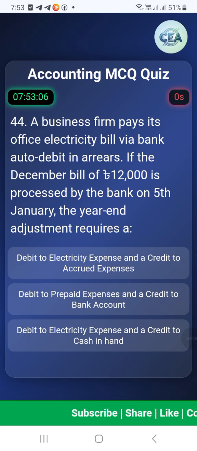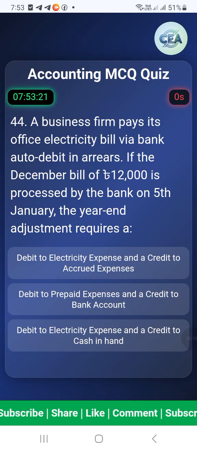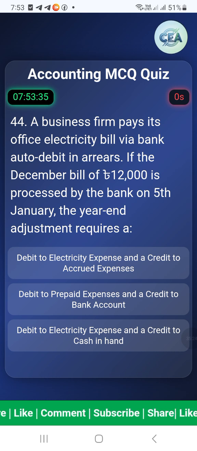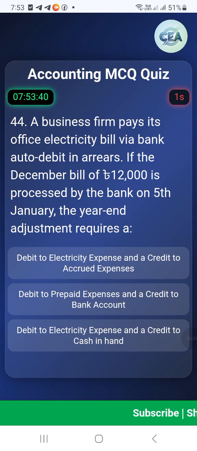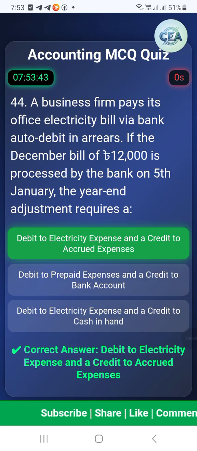44. A business firm pays its office electricity bill via bank auto debit in arrears. If the December bill of 12,000 takas is processed by the bank on the 5th of January, the year-end adjustment requires a Option 1. Debit to electricity expense and a credit to accrued expenses. Option 2. Debit to prepaid expenses and a credit to bank account. Option 3. Debit to electricity expense and a credit to cash in hand. Correct answer is debit to electricity expense and a credit to accrued expenses.